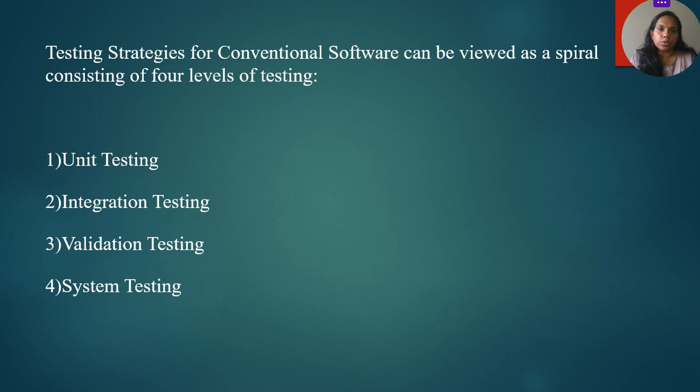Testing strategies for conventional software can be viewed as a spiral consisting of four levels of testing: unit testing, integration testing, validation testing, and system testing.